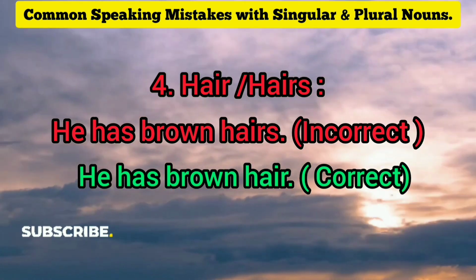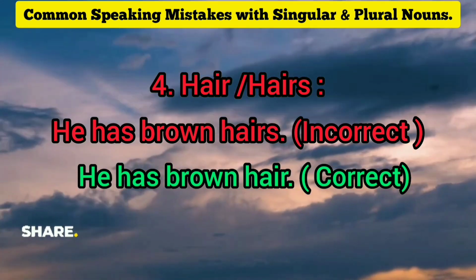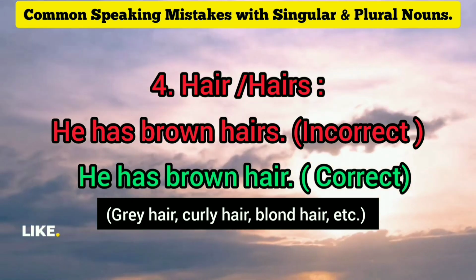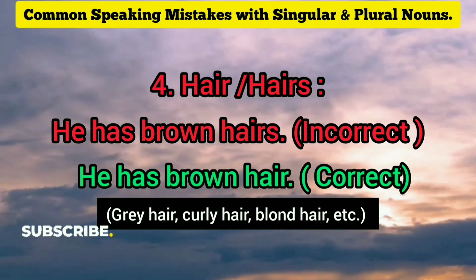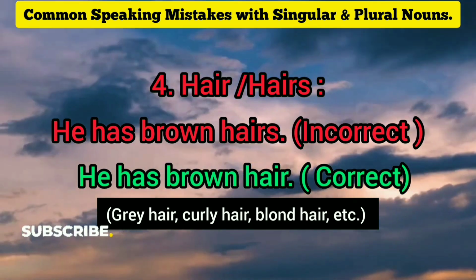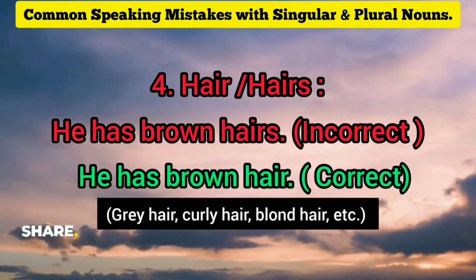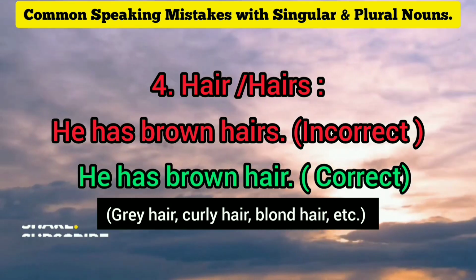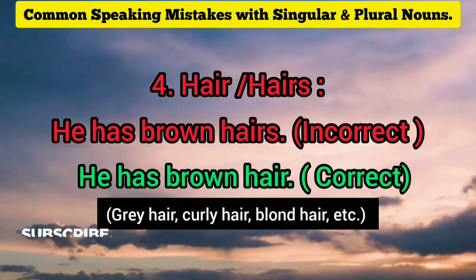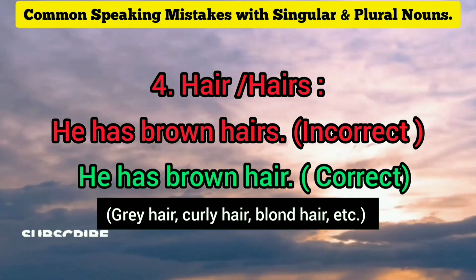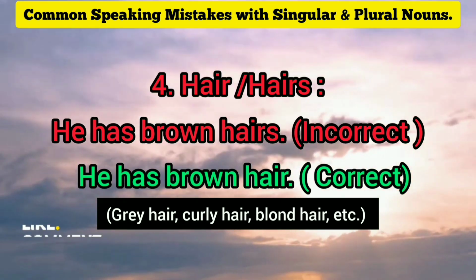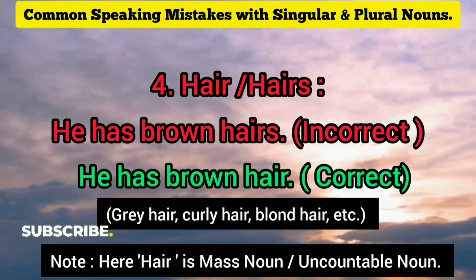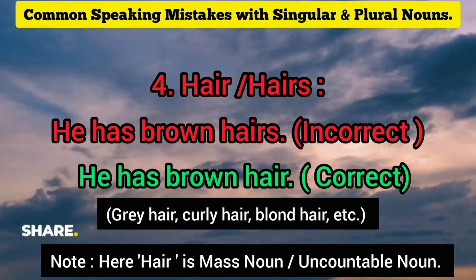So as you see, he has brown hair. It can be gray hair, curly hair, blonde hair. A person can have curly hair also. He has curly hair, not curly hairs, because I'm talking about a single object or group and the function is of a singular form. Here it is used to refer to the entire head as a mass noun, or we also say uncountable noun. So I'm quite sure it's crystal clear. So I'm just using it as a mass noun, so I don't have to add s. If I add s, it becomes incorrect.